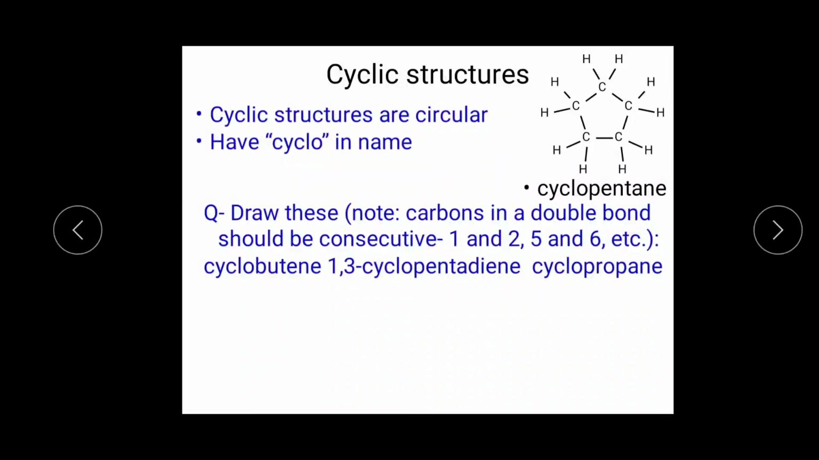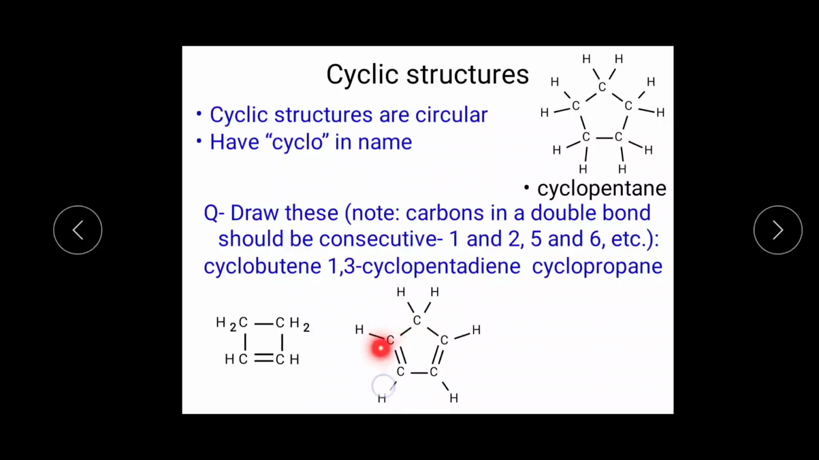So draw these. Note that carbons in a double bond should be consecutive, 1 and 2, 5 and 6, etc. So let's try to draw cyclobutane, 1,3-cyclopentadiene and cyclopropane. For cyclobutane, we have this one. This is the structure of cyclobutane.